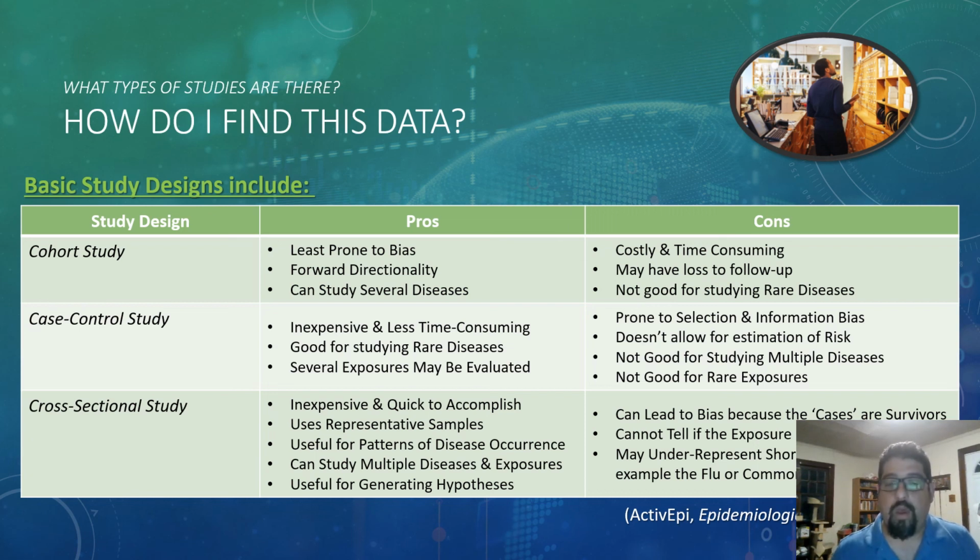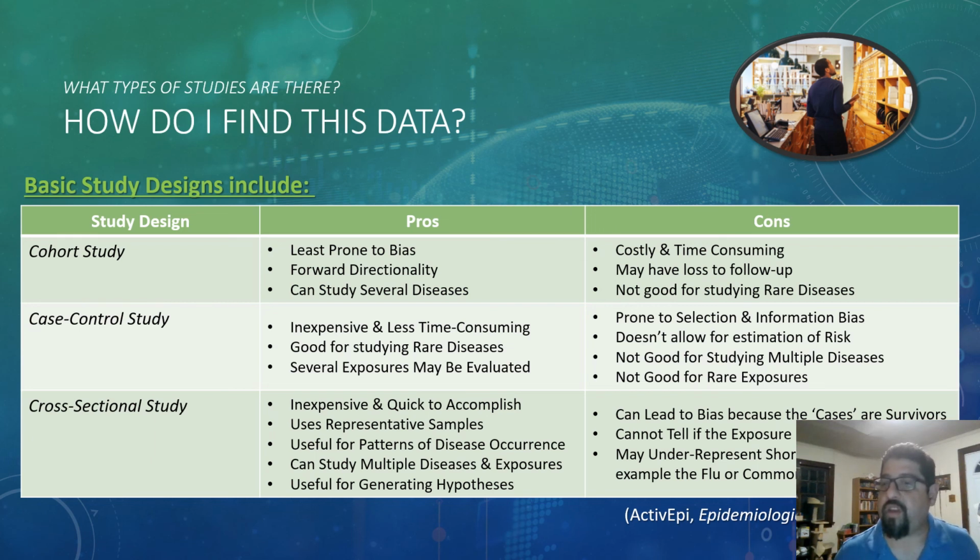And the cross-sectional study is going to be inexpensive. It's going to be quick to do. It's going to use representative samples. It's great for studying patterns of disease occurrence. You can look at multiple diseases, and it's going to be very useful for generating hypotheses. But there are downsides to everything.